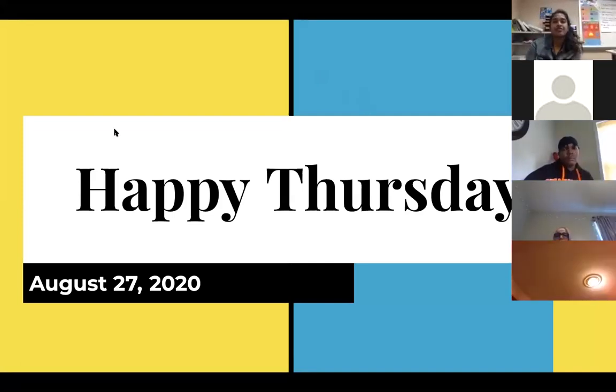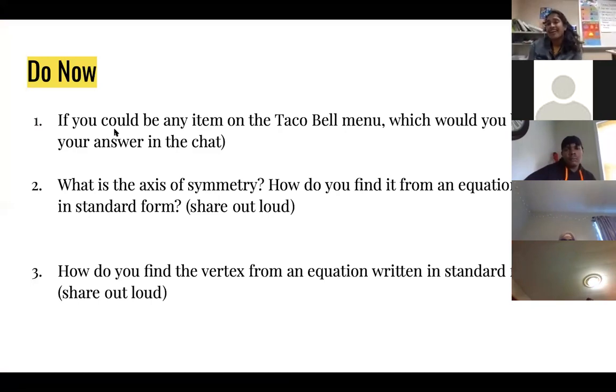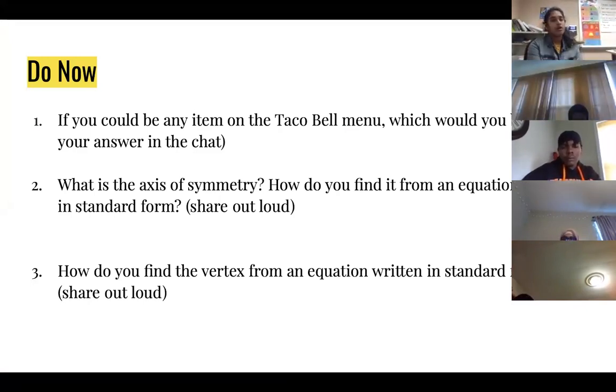Here's your do now for today. You could be any item on the Taco Bell menu. Which would you be? So go ahead and write that answer in the chat. The second and the third question will be share out loud. So the first is, what is the axis of symmetry? And how do you find it from an equation written in standard form? And how do you find the vertex from an equation written in standard form? So 3 minutes on the clock. Get your answers in the chat, and then we'll talk about it.